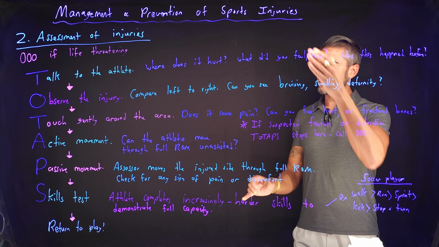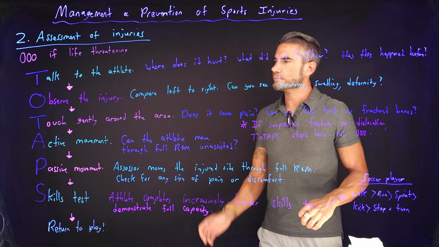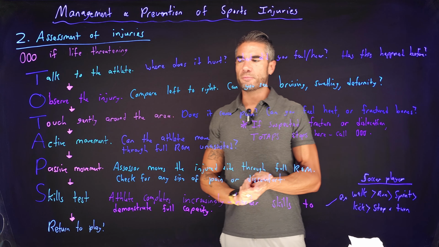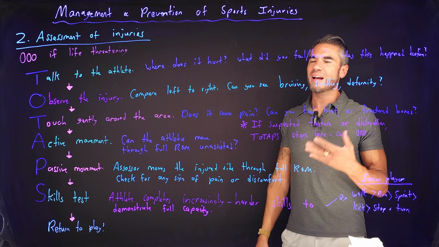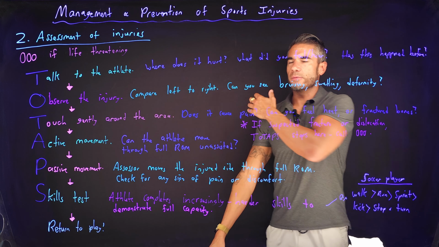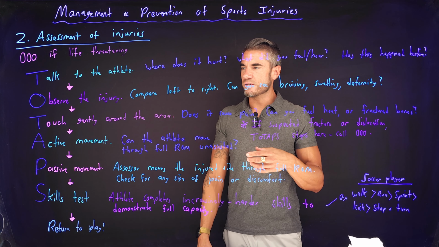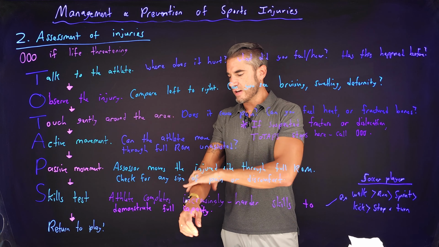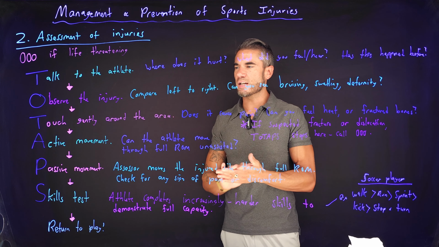So let's move on. Let's assume we've gone through talk, observe, and touch, and everything's hunky-dory, all right? Next one we're moving to is active movement. So can the athlete move through their full range of motion unassisted, okay? So let's say we're talking about a shoulder injury, and you're like, okay, well, everything looks fine. I've touched around your arm, I've touched your chest, your back. You don't seem to be in pain or discomfort.